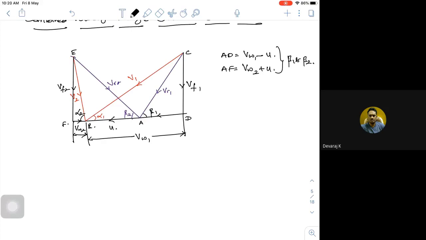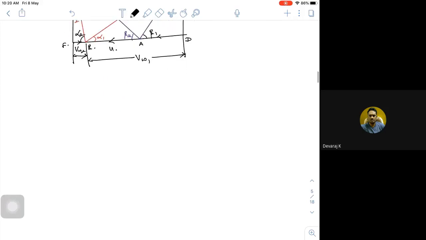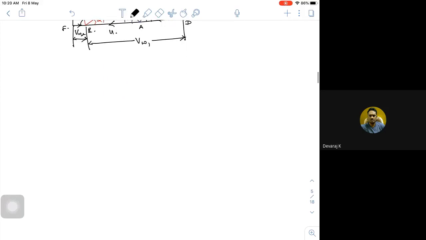This is one type of combined velocity triangle we draw, but some textbooks show it in this fashion. Both are fine, so I can use both. So you have your U like this, then your V1 will be in this direction.